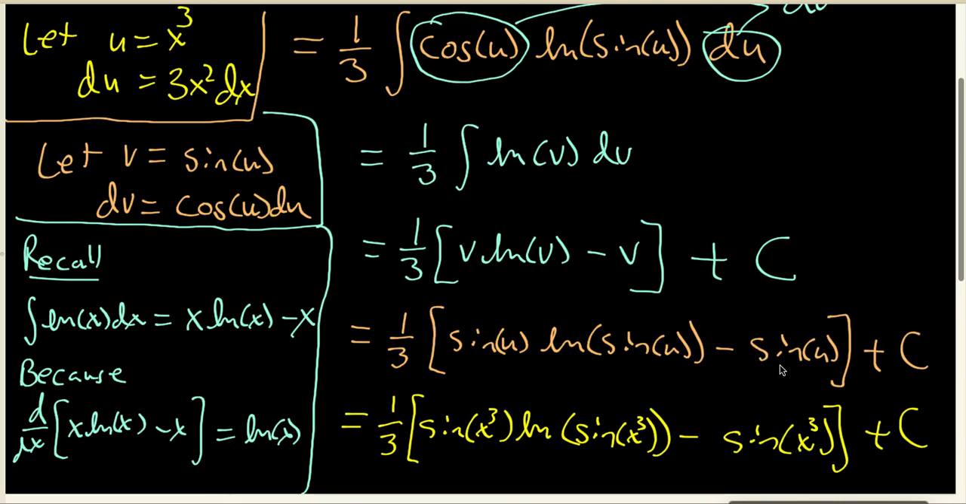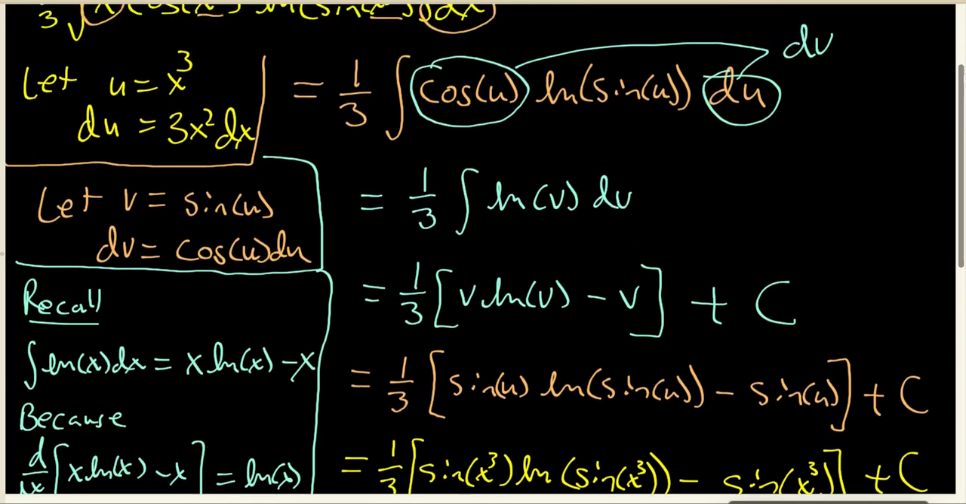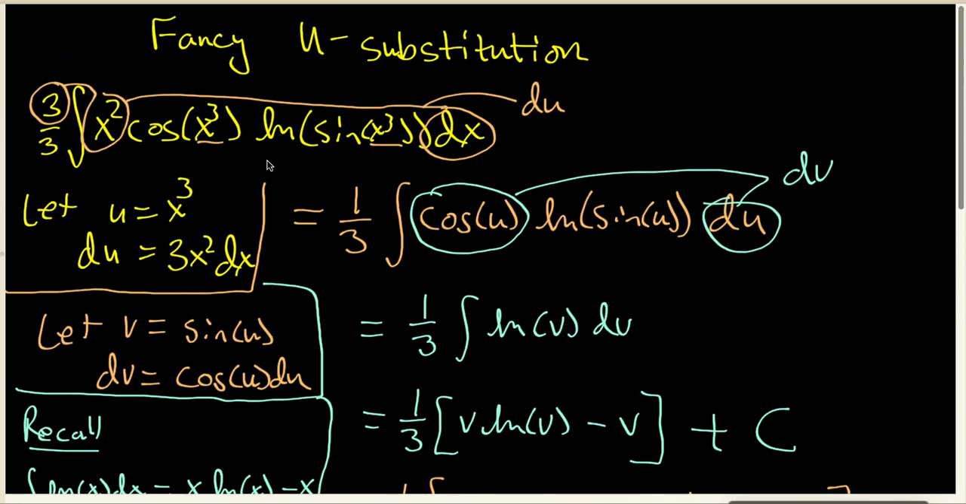This technique of doing more than one u substitution is something that you commonly see when you've got integrands that look like this, where there is indeed a double layer of composition going on. We have the log of the sine of x cubed, and it's okay to bite off one layer at a time when you're trying to find the antiderivative.